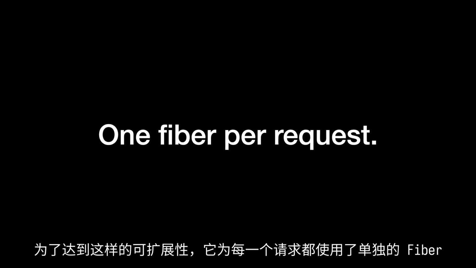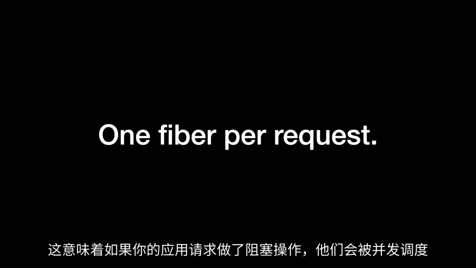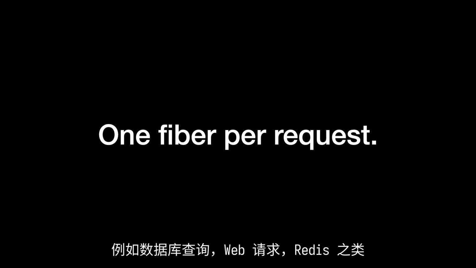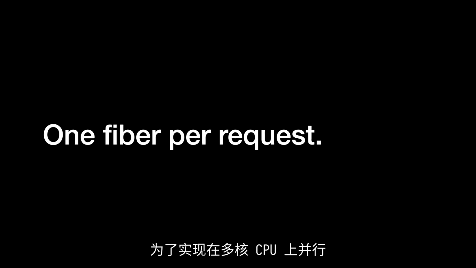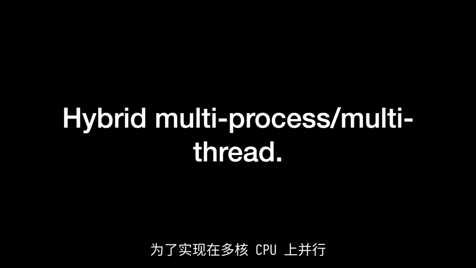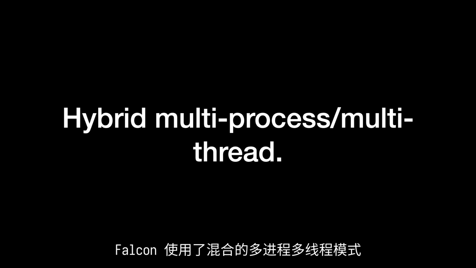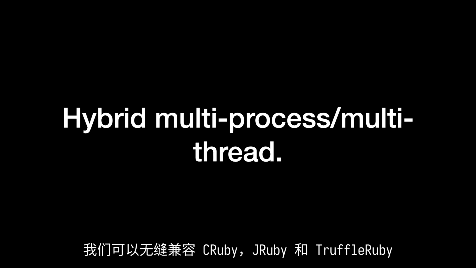In order to reach this level of scalability, it uses 1 fiber per request, which means that your application requests will be scheduled concurrently if they do blocking operations, for example database queries, web requests, Redis, and so on. To achieve parallelism across multiple CPU cores, Falcon uses a hybrid multi-process, multi-thread model, so we can support CRuby, JRuby, and Truffle Ruby seamlessly.